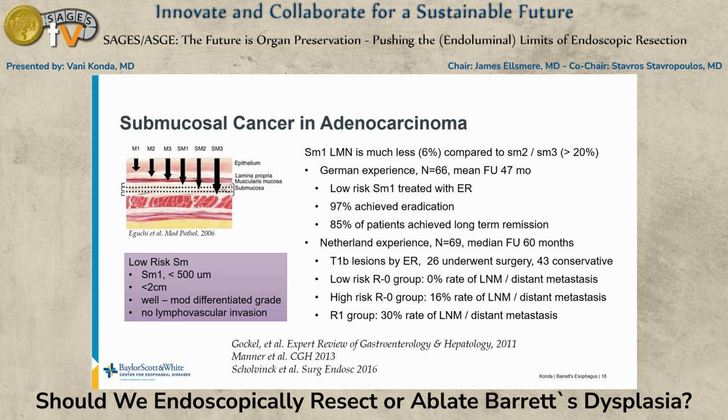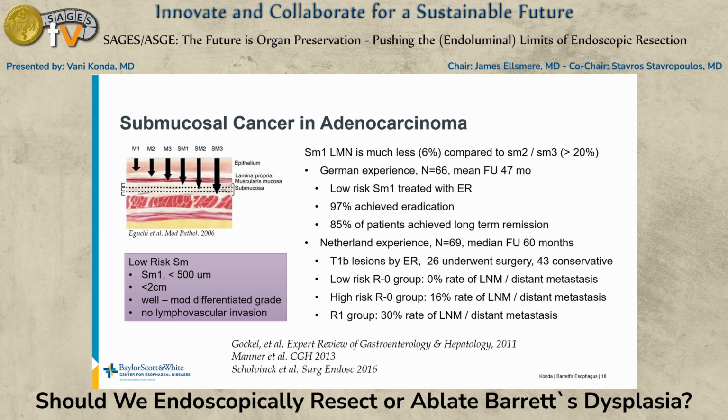On the other end of the spectrum, we can push the boundaries of Barrett's endotherapy with looking at submucosal cancer. I did mention high rates of lymph node metastasis, but this can be further differentiated by looking at the depth of submucosa. SM1 lesions harbor a much lower risk of lymph node metastasis risk, on the order of 6%, compared to the greater of 20% for SM2 and SM3 lesions.